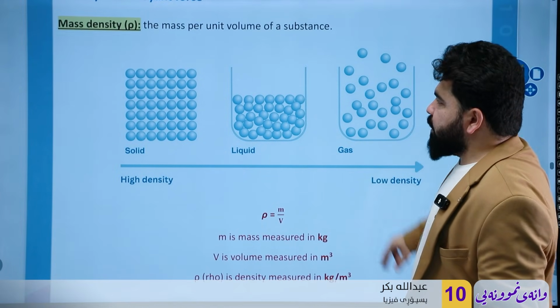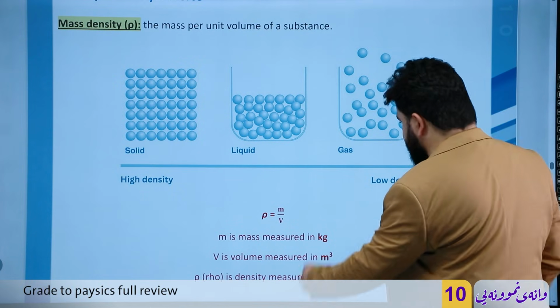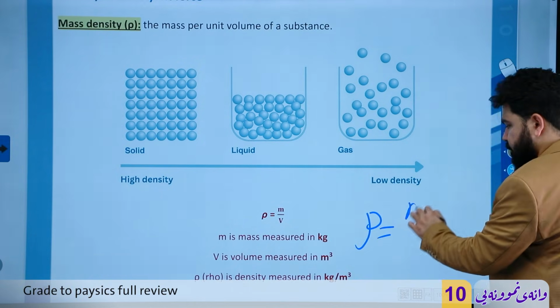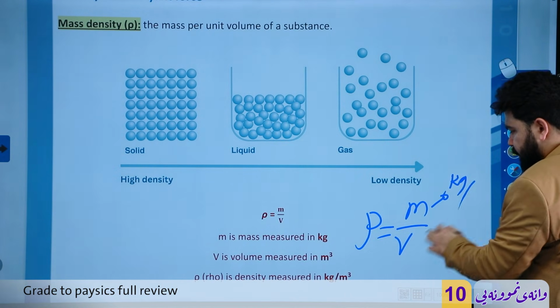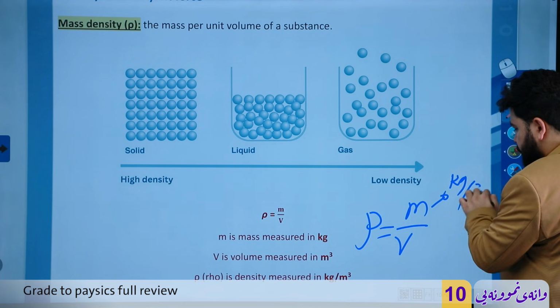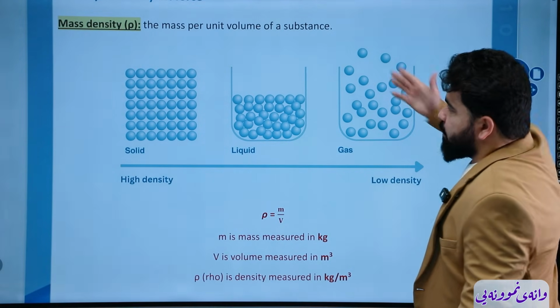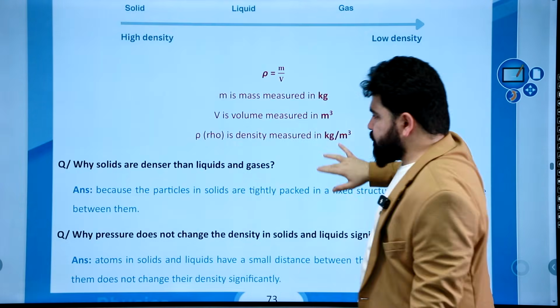We have mass density. Density is equal to mass divided by volume. Density is rho. This is not P, be careful. Mass divided by volume. Mass is measured in kilograms and volume is measured in meters cubed. So the unit of density is kilogram per meter cubed. Mass density is the mass per unit volume of a substance.